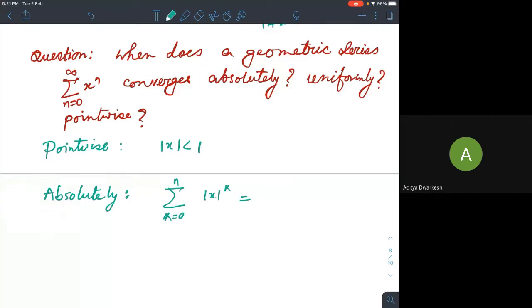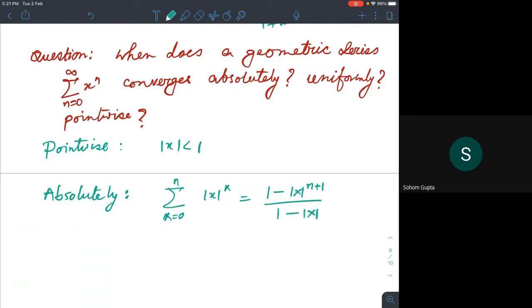One upon one minus x into... Oh no, it's not till infinity. No, this is a finite sum. What is the finite sum? It's just 1 minus mod x to the power n plus 1, divided by 1 minus mod x. Right.